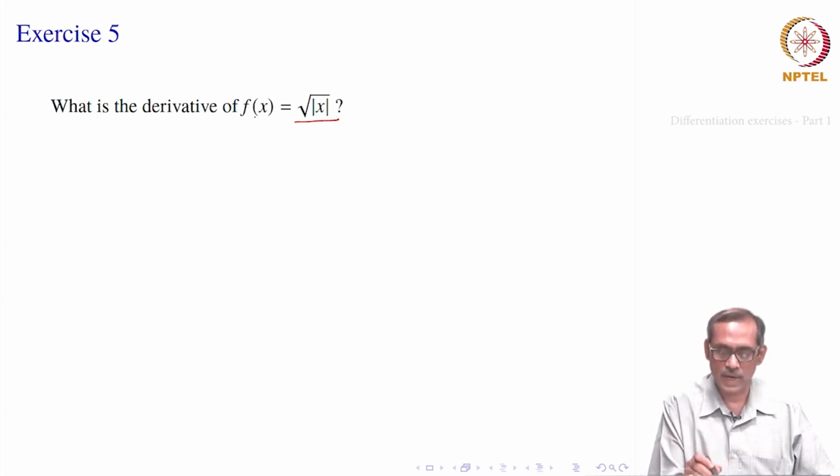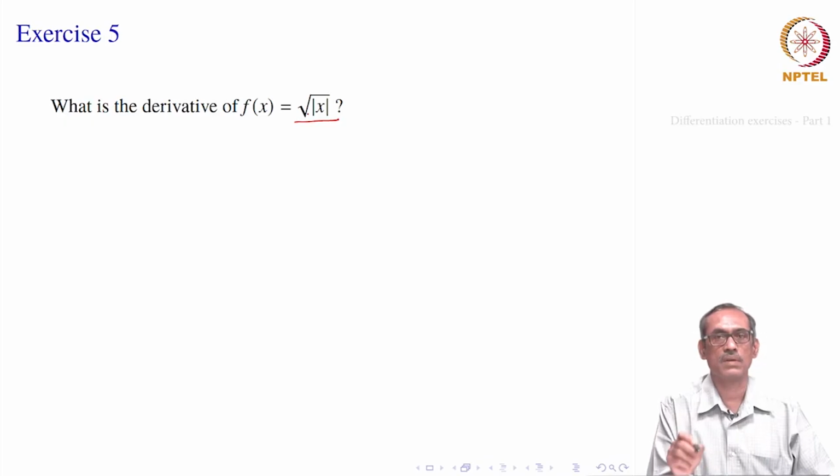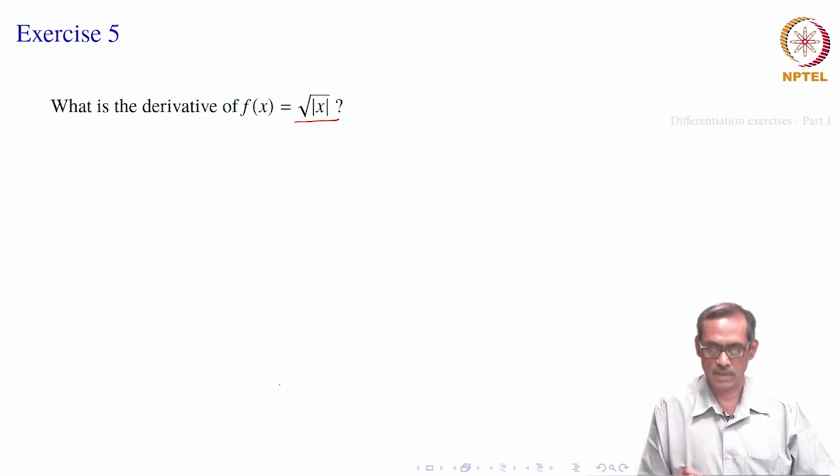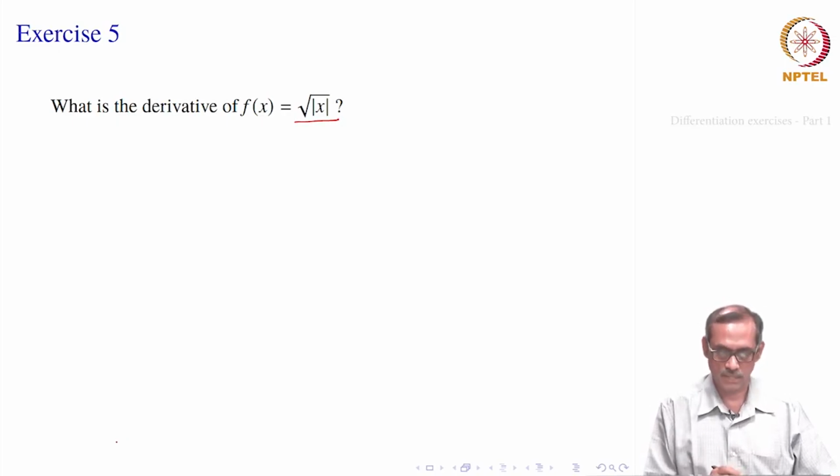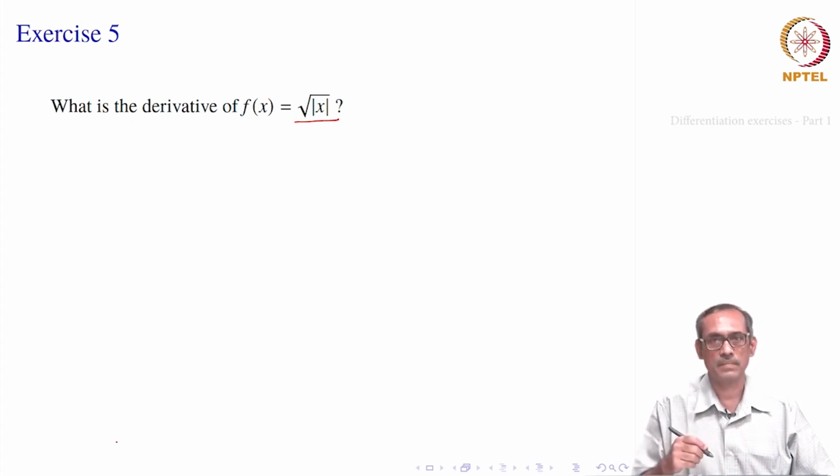But we are asked to find the derivative of f(x), the square root of mod x. Mod x is non-negative, so the square root is well defined for any x. Its domain is the whole of real numbers. Then we must consider 3 cases separately: when x is less than 0, when x is equal to 0, and when x is bigger than 0.